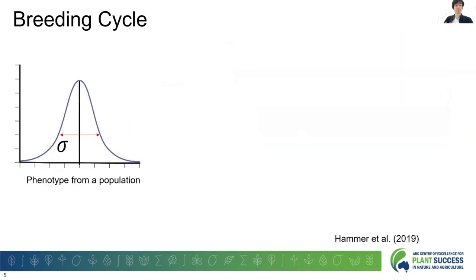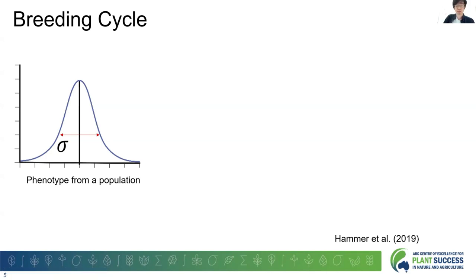So next, let me briefly explain the breeding cycle so that we can understand the significance of the breeding programs. So suppose we have one population which has a number of different individuals. And then after that, we try to measure the phenotypes of the different individuals. And if you see the distribution, it can be something like this. So this vertical line in the distribution shows the mean value of the phenotype. And this sigma shows the variation of the phenotypes caused by the genetic marker differences here.